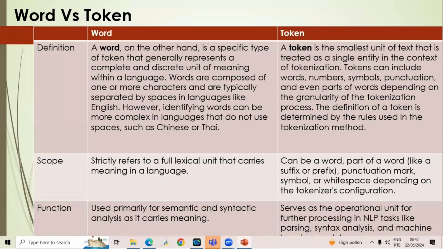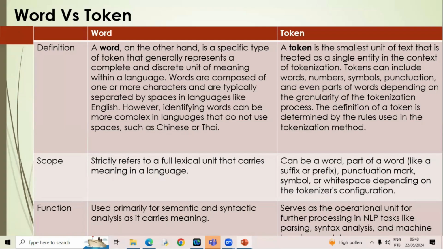Now, if somebody asks, is tokenization nothing but splitting into words? The answer is no. What is the definition of word and token? Both are different. A word, we can say, is a specific type of token that generally represents a complete and discrete unit of meaning within a language. Words are composed of one or more characters and are typically separated by space in languages like English. However, identifying words can be more complex in languages that do not use space, such as Chinese or Thai.